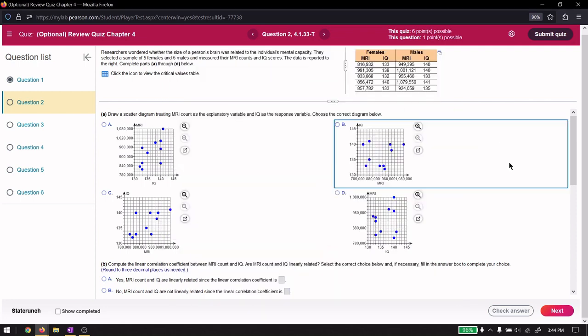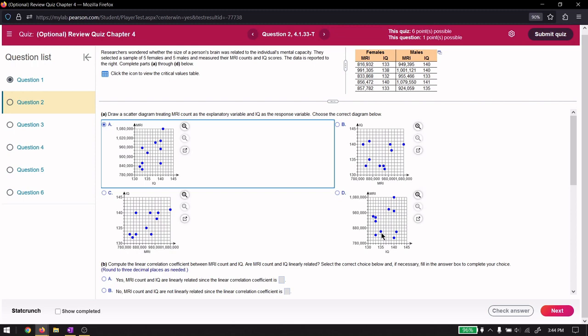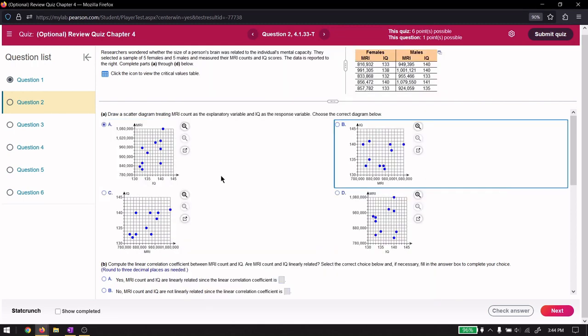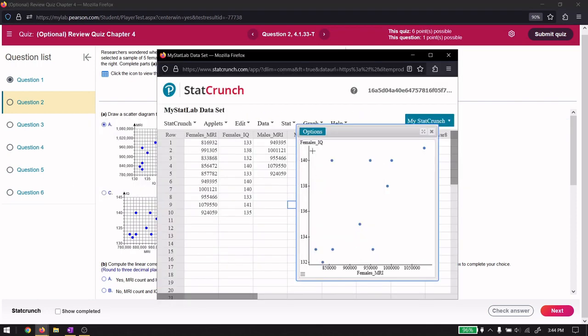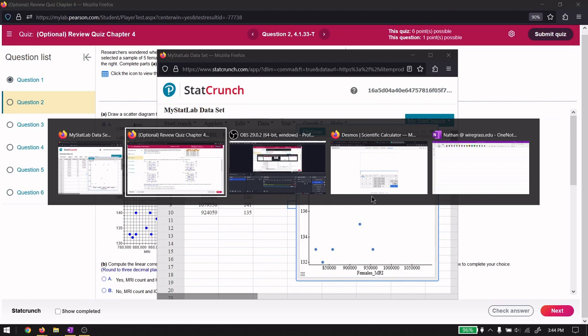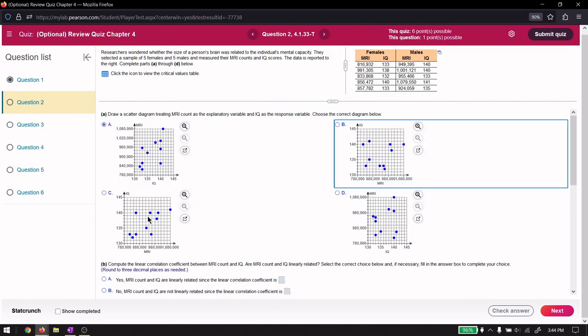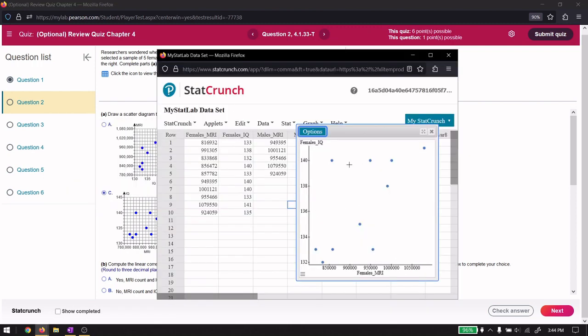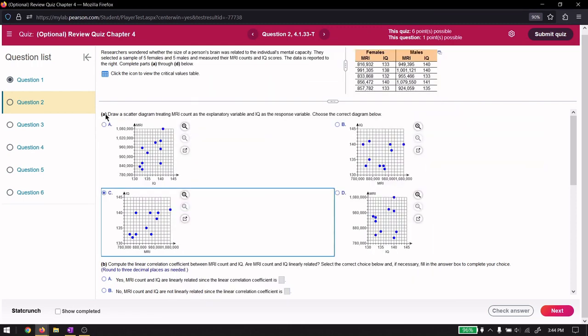Okay, which one looks like that? I think it's A. No, it's going to be C. Yep. 140. A had the axes flipped. 140, that looks right.